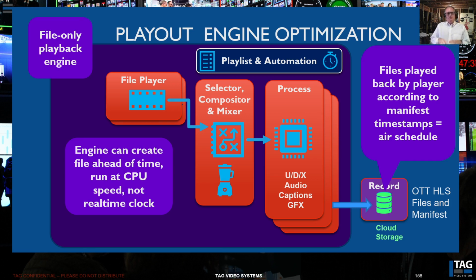But the engine can also, when it runs this ahead of time, run this at CPU speed and not real-time clock because it's creating a file, not a transport stream. So it's just like when you render in an editing system, it runs as fast as it can and burns up every cycle of that CPU trying to get that file rendered. And that's why this would run. So what's really cool about this is that instead of running my CPU at 20%, I'm going to run it at 100%. So now it'll take a fifth of the time on average that it normally takes me to do a playout system, maybe even better.